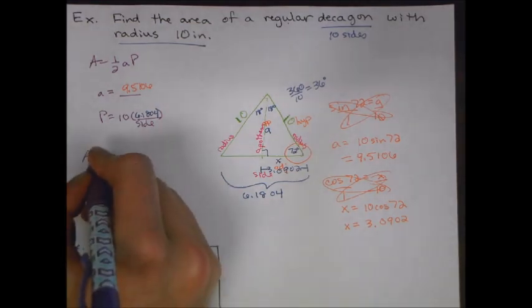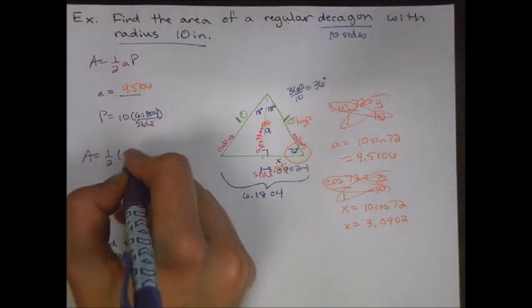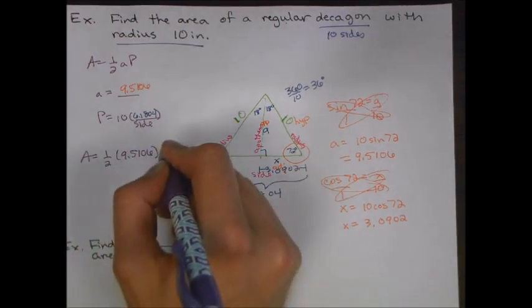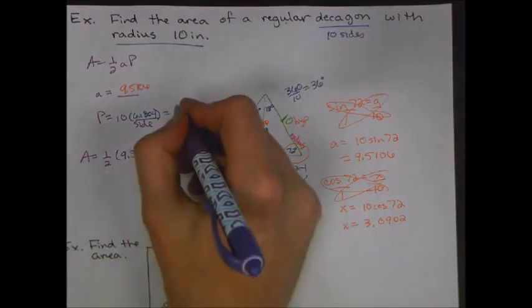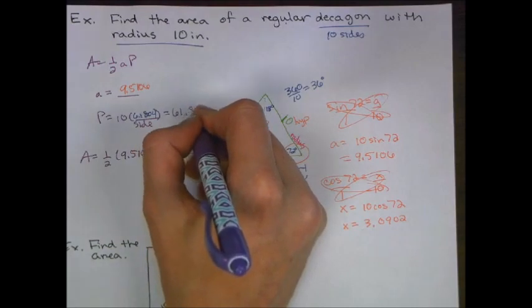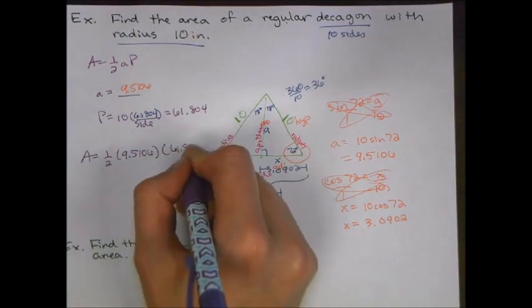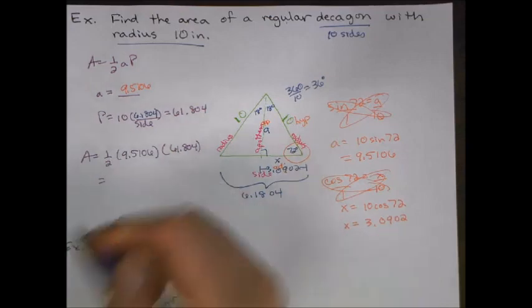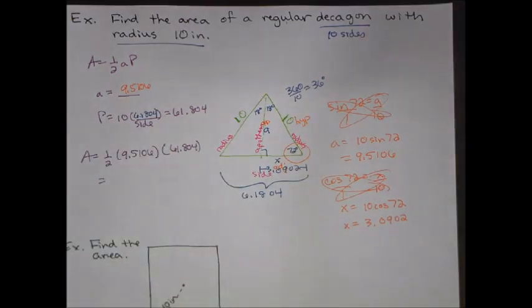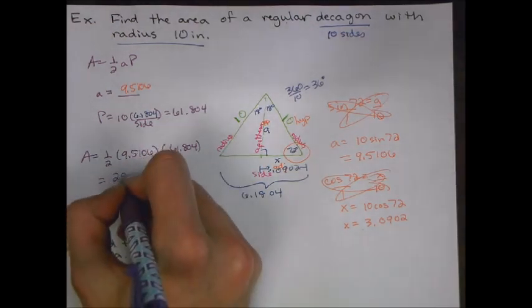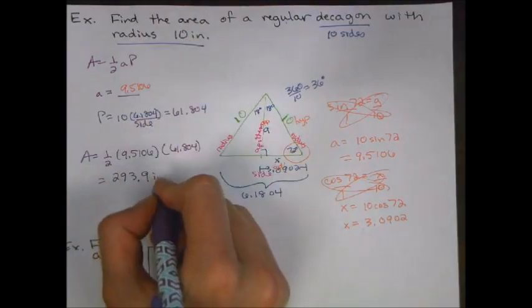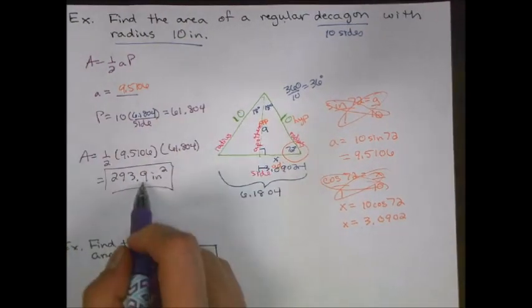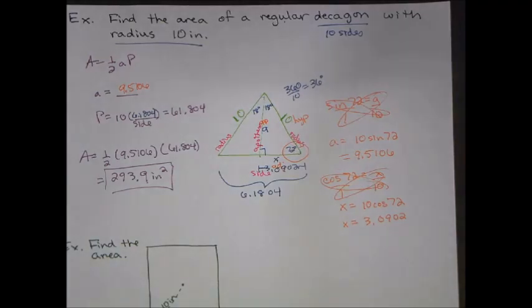So the area is 1/2 the apothem times, I didn't calculate my perimeter, 61.804, and I get 293.9 inches squared. This is our final answer. We can round to 1 decimal.